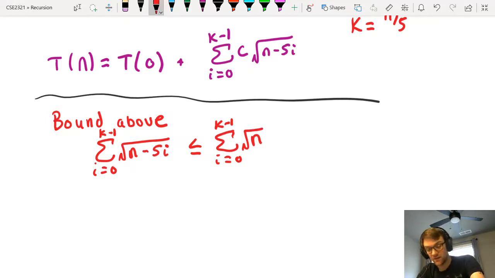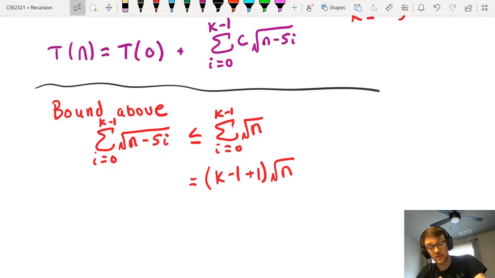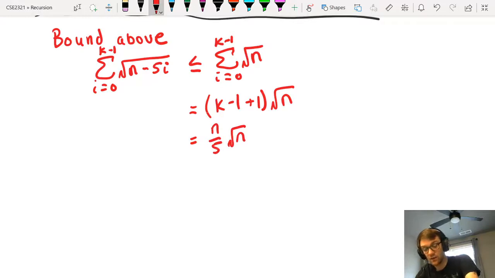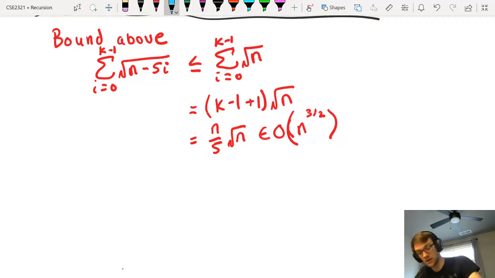By doing so, we now have a fixed thing. We are adding up a fixed number of times. So how many times? Well, that's going to be the top minus the bottom plus 1 times whatever was inside of the summation, in this case radical n. There's very little way to proceed here without plugging in k, so let's plug in k, which is equal to n over 5 times radical n, and now hopefully it's clear that that should be in big O of n to the 3/2. So that's the bound above. That's usually pretty straightforward. Let's also bound it below.